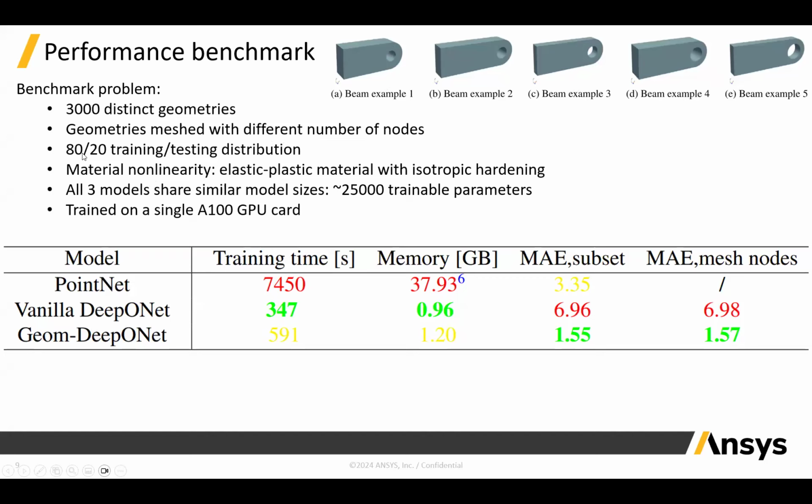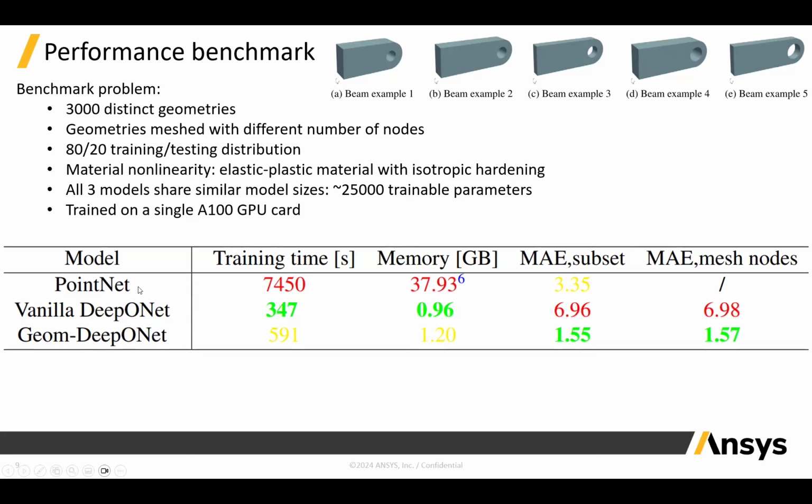We use a random 80-20 training-testing split of the data. These simulations are run with material nonlinearity: an elastic-plastic material with isotropic hardening. We train 3 different models: a PointNet, a regular DeepONet, and one of our models, the Geom-DeepONet. They have a very similar, moderate model size, about 25,000 trainable parameters. We train them on a single A100 GPU card, and then we can look at the results.